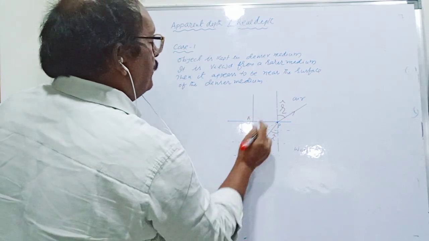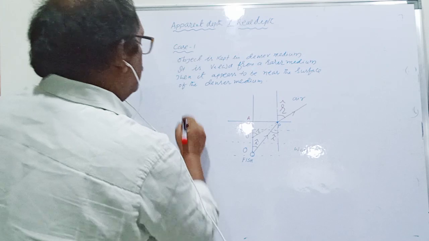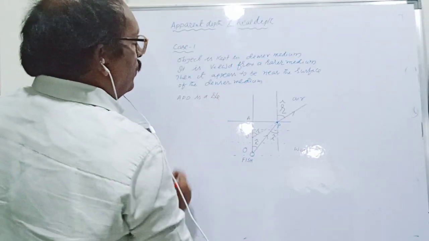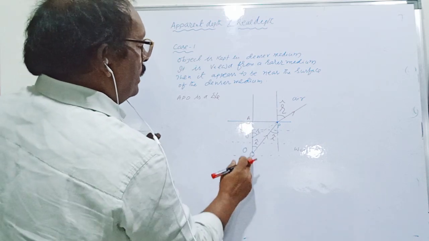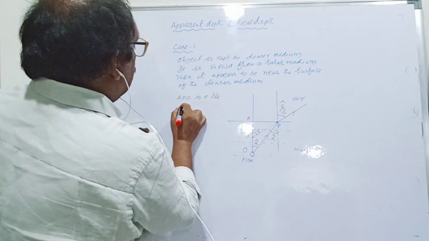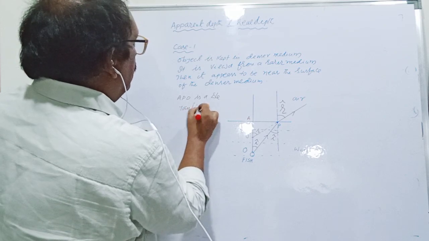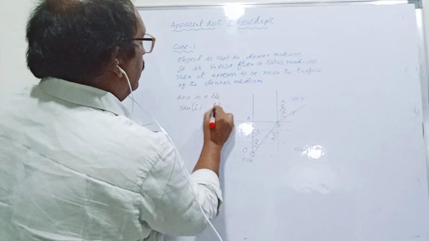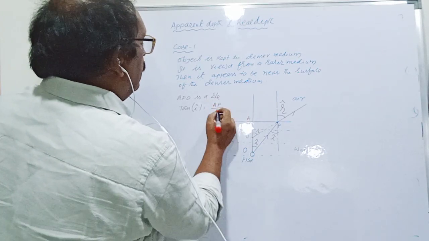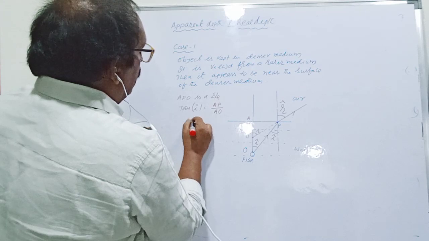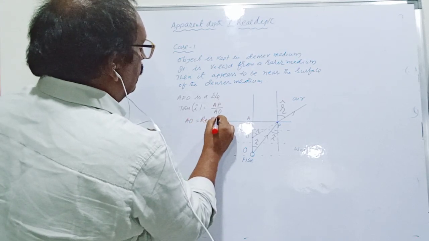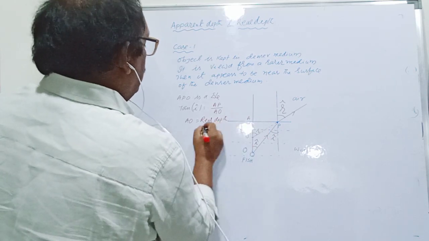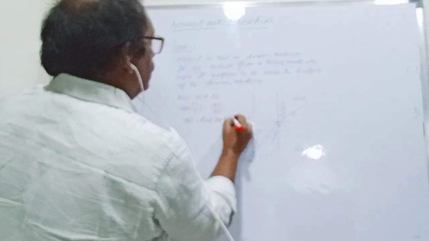Just name it A. APO is a right angle triangle. From this, tan I is equal to, what is tan I? Opposite side AP by AO. AO is called the real depth. The fish is at a certain depth of water. AO, real depth, I call it T.